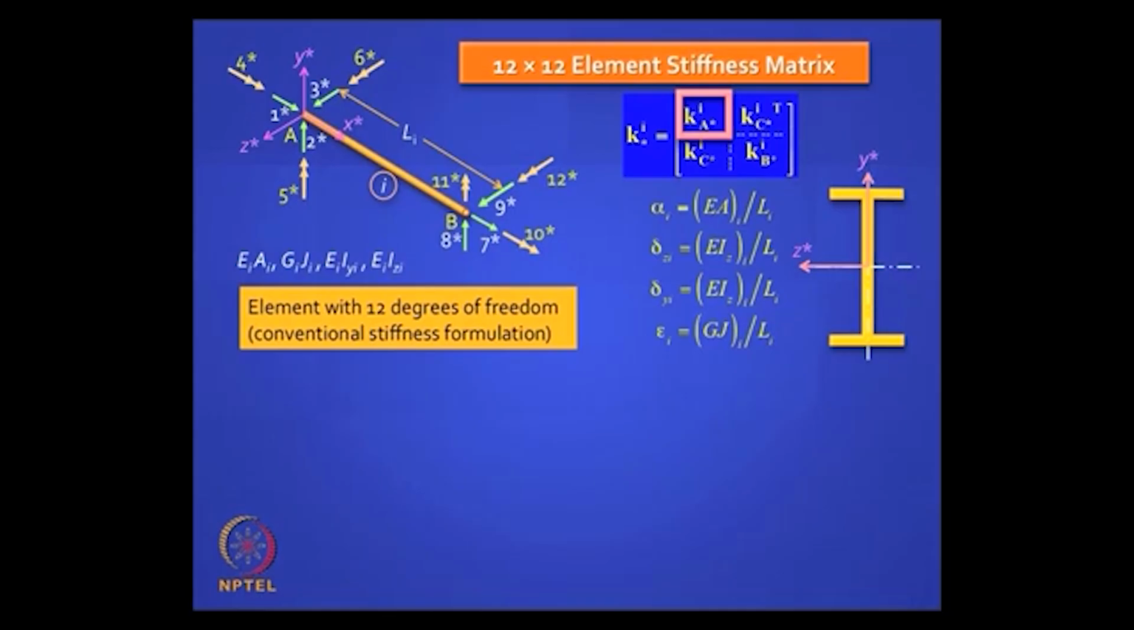Give it a shot. Show me that 6 by 6 matrix based on all that you have learnt till now. What is the first row, first column going to look like? Alpha. So it is going to be EA by L, and then the rest of it will be 0. So you got the first row and the first element. What about the fourth one? 0 and last will be epsilon.